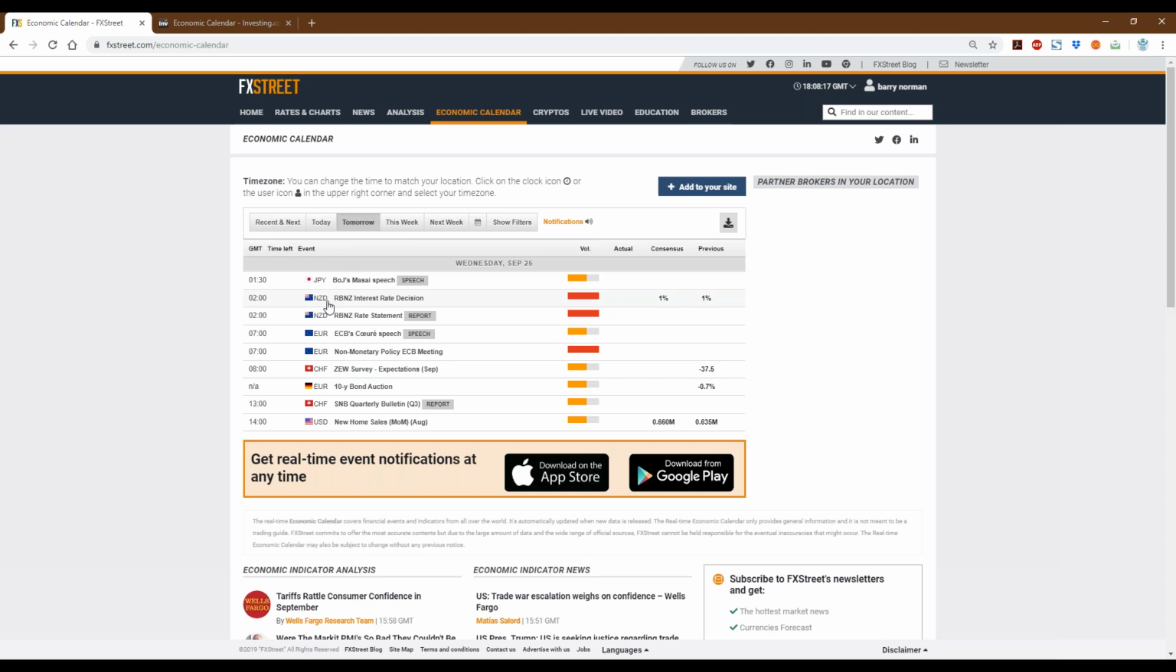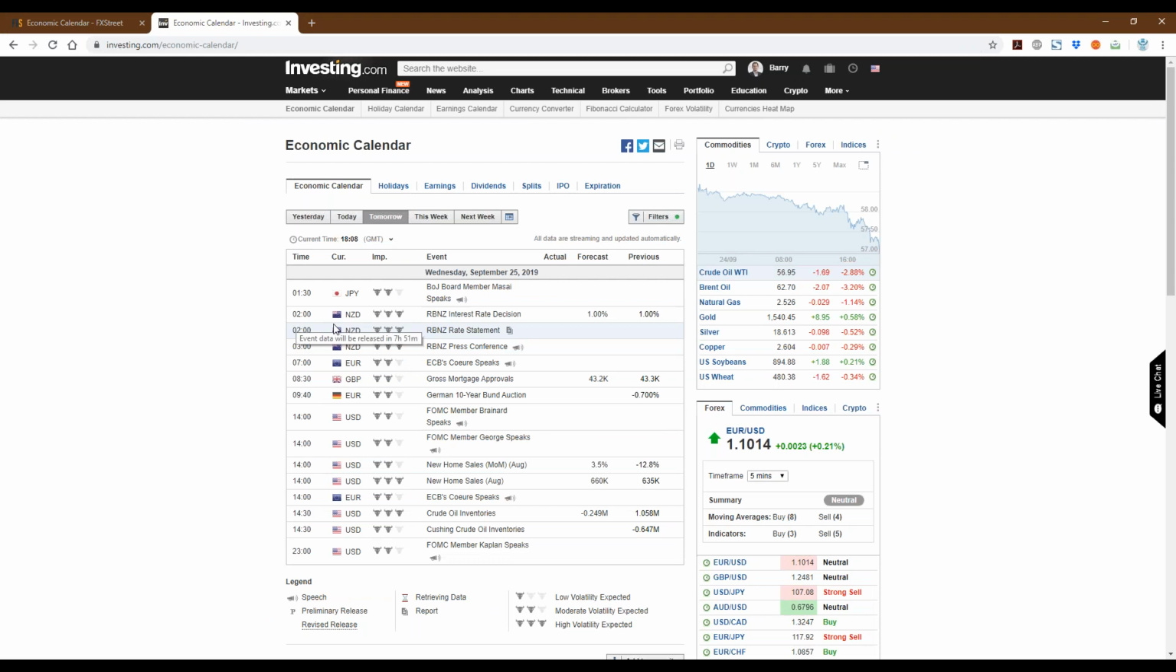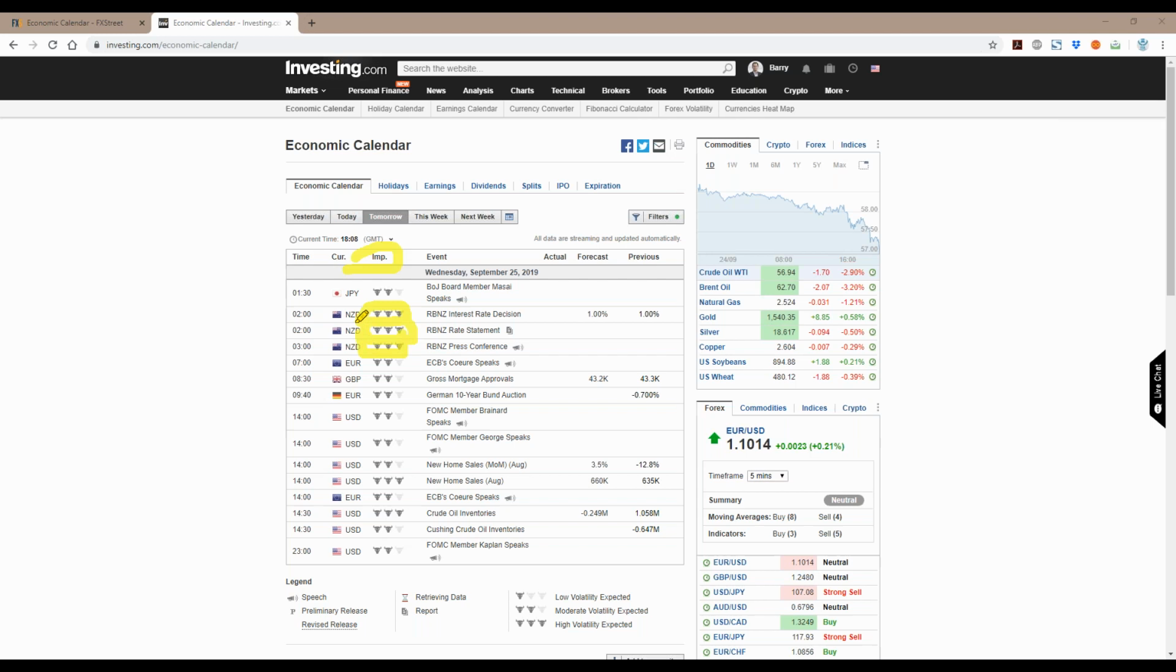So when this data is fed into the FX Street site, it tells its computer, if it's a level two, make it orange. If it's a level three, make it red. Okay. Now on the investing.com site, they use bullheads and they call it impact or importance. But guess what? Instead of colors, they use bullheads. So they've told their computer, if you get a level three, put three bullheads out there. So that's what I'm saying. It's the same data, all coming from data feeds around the globe.